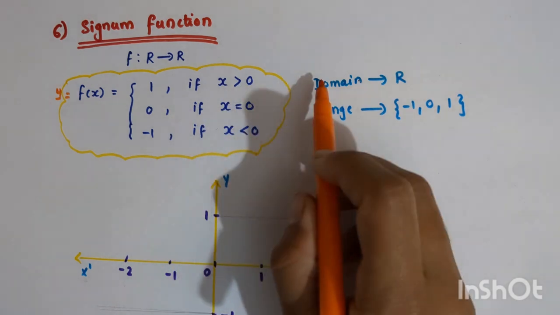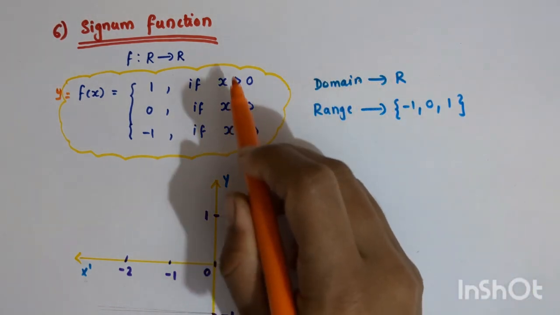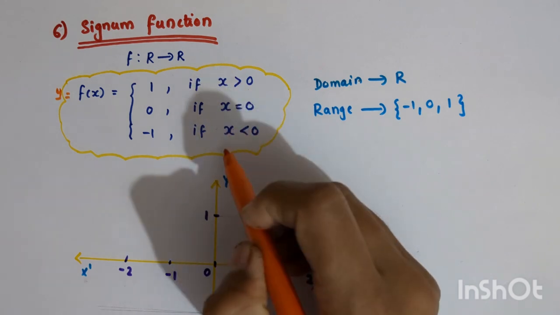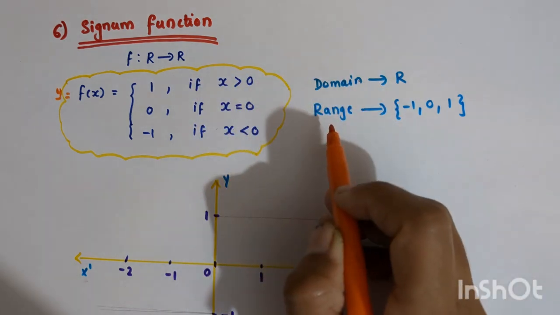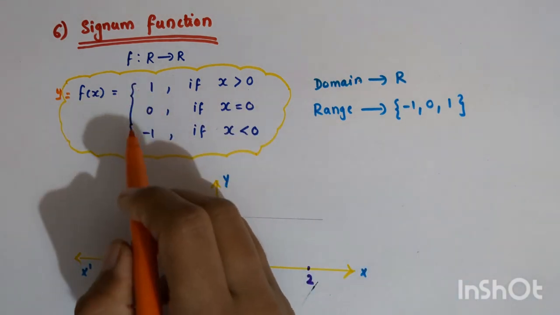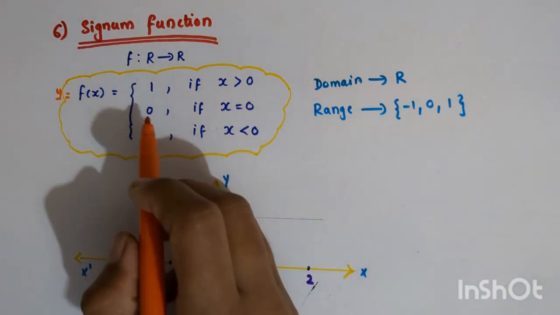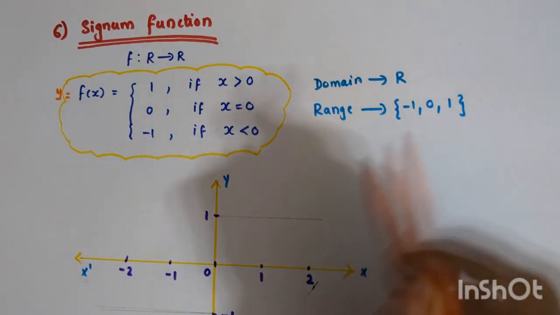Now, the domain of the Signum function is the set of x values. Set of x values means x can have any value, so it is the set of real numbers. And what about the range of the Signum function? Range means the values of f of x or the values of y. It can have only the values 1, 0 and minus 1, so the range is the set {minus 1, 0, 1}.